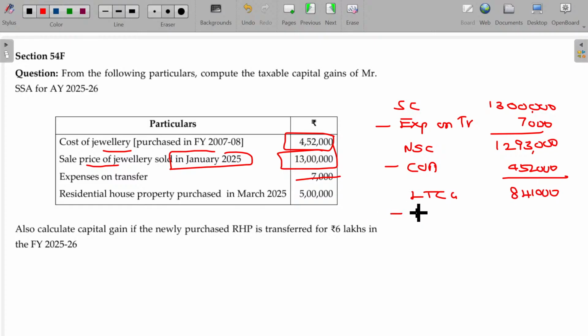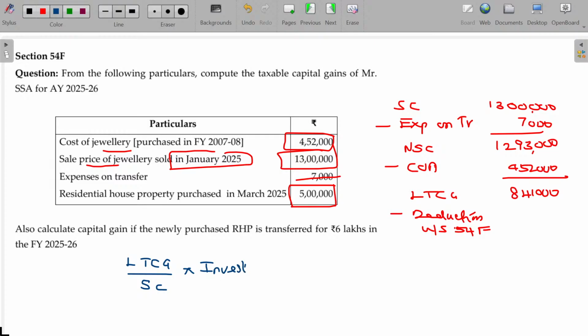And you can claim the deduction under section 54F. So you invested 5 lakhs rupees in purchasing a new residential house property. Now the question is, can I claim the deduction? No, you are not eligible for claiming fully. Proportionate deduction. What's that? Long-term capital gain divided by sale consideration, to the extent of your investment can be deductible.